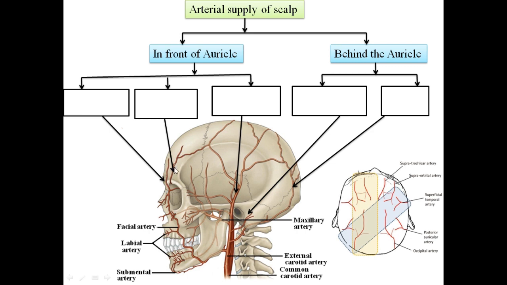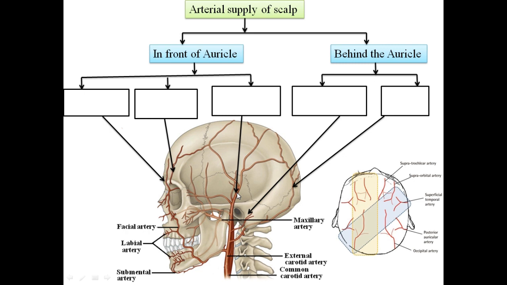Here we can see the facial artery. The facial artery gives 2 branches at the level of the forehead: the supratrochlear artery and the supraorbital artery. Then the superficial temporal artery, posterior auricular artery, then occipital artery. The occipital artery and posterior auricular artery are branches of the external carotid artery.